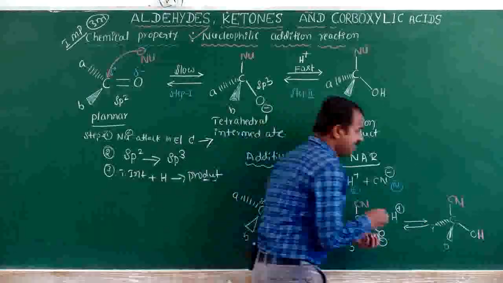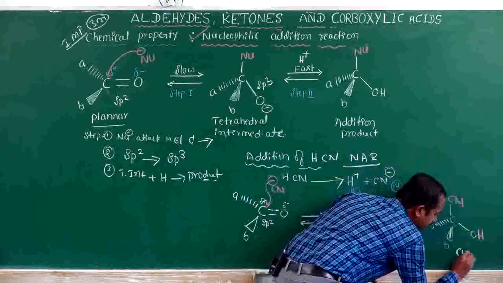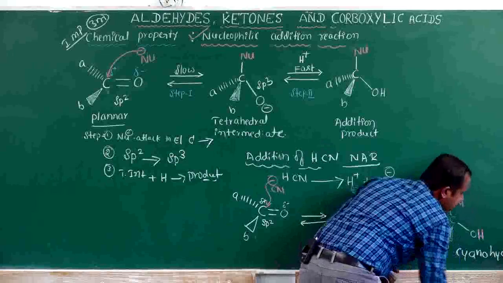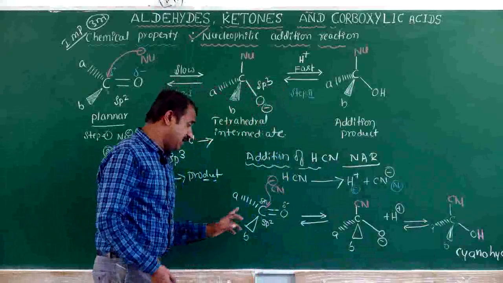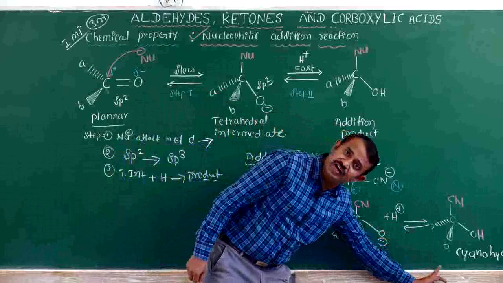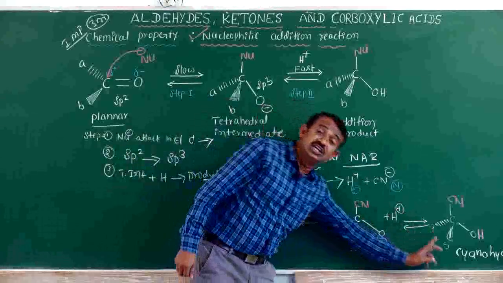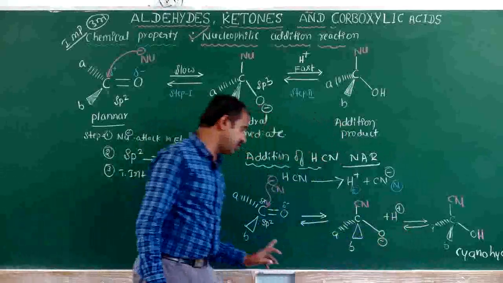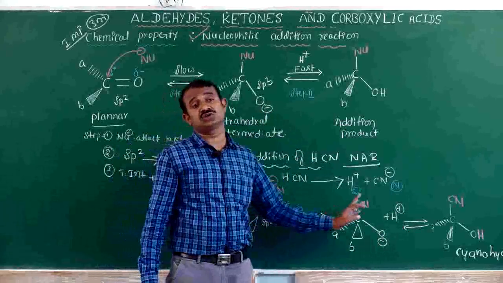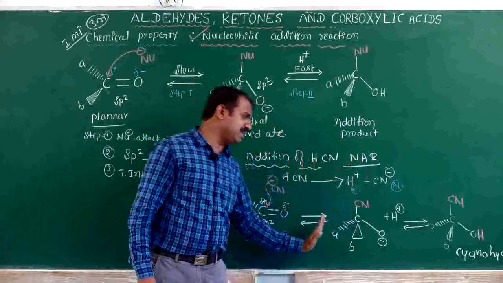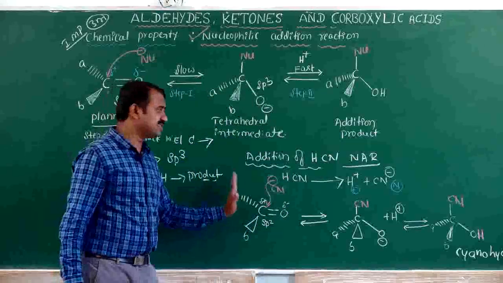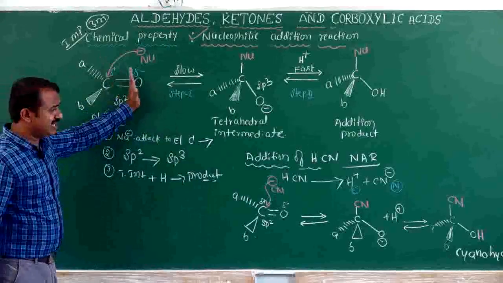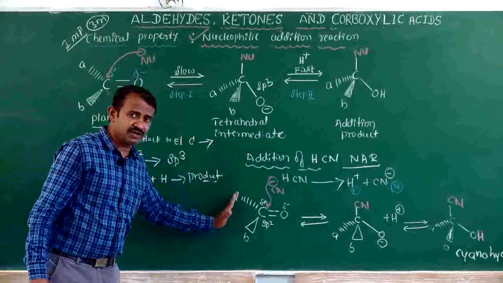The product name is cyanohydrin. If it is an aldehyde, it is aldehyde cyanohydrin; if a ketone, ketone cyanohydrin. Acetaldehyde gives acetaldehyde cyanohydrin, and acetone gives acetone cyanohydrin. You have to write the mechanism of addition of hydrogen cyanide. This is a nucleophilic addition reaction.